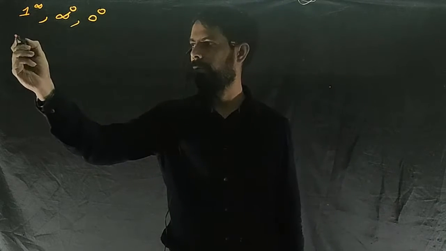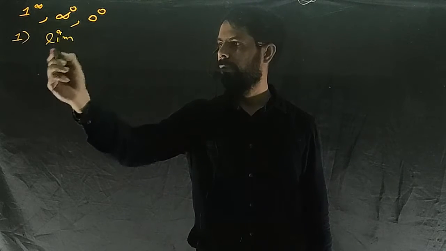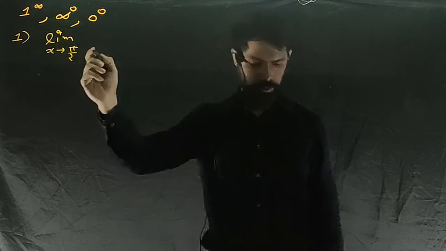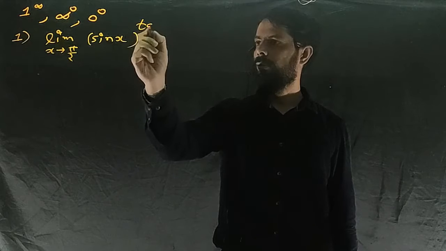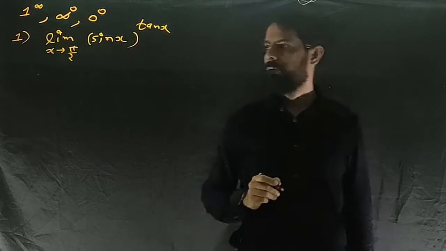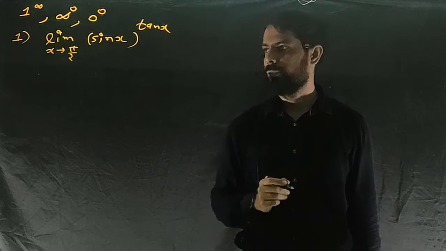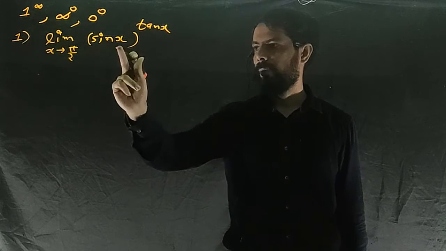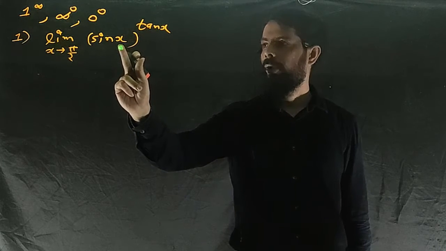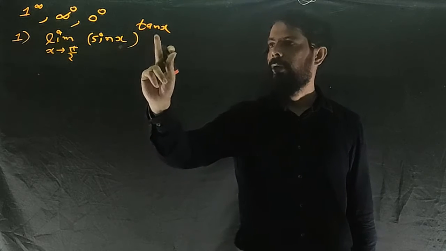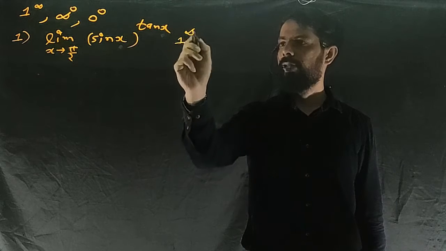So first example, evaluate limit x tends to pi by 2, (sin x) whole raised to 10x. Okay, so here first of all we will have to check the form of this question by putting value of x, that is pi by 2. So here if we put x equal to pi by 2, it will be sin pi by 2, and value of sin pi by 2 is 1, and 10 pi by 2 is infinite. So this is 1 raised to infinite form.